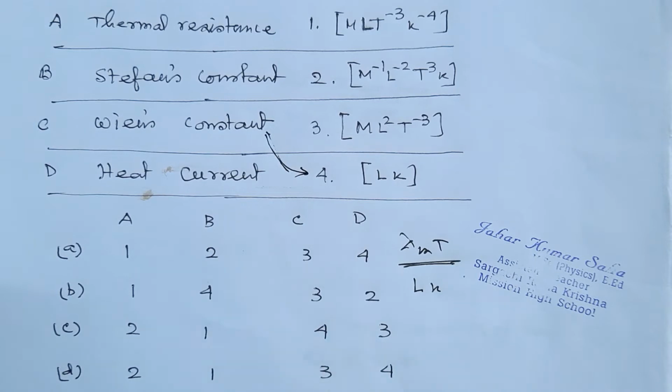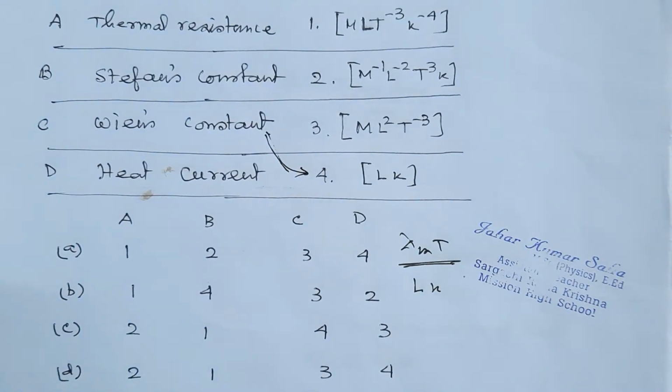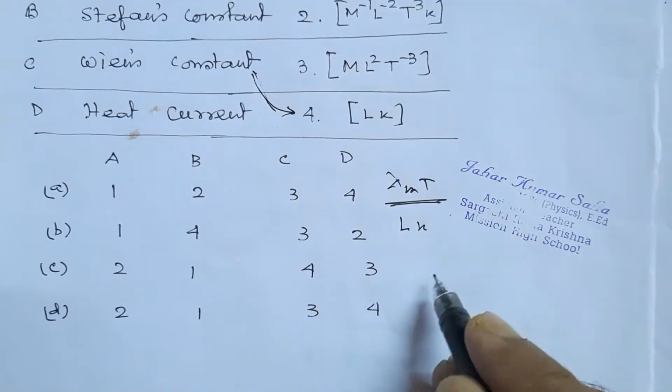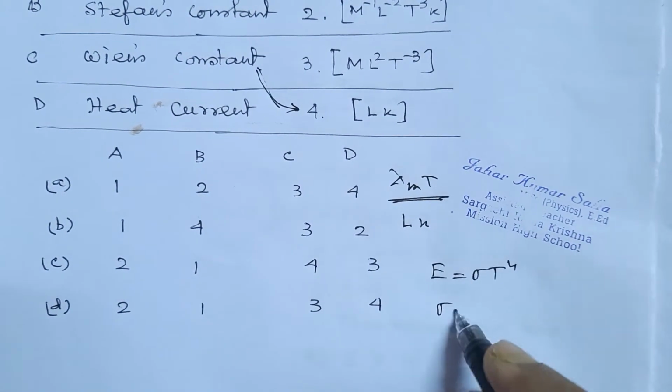We find it only in option C, first of all. Now, Stefan's constant. Stefan's constant means E = σT⁴. So σ = E/T⁴.